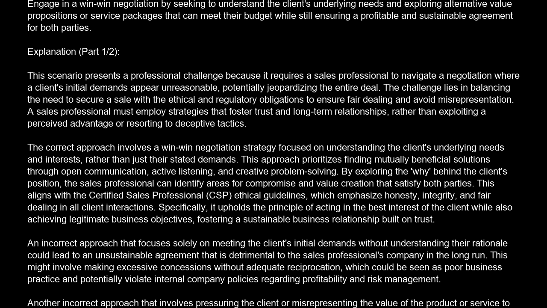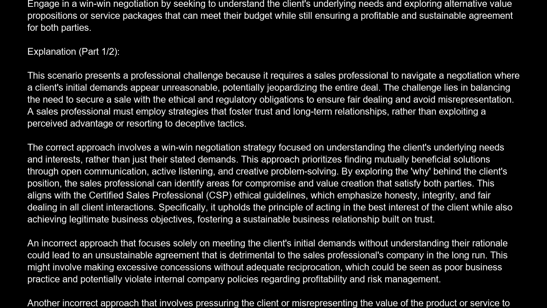Explanation. This scenario presents a professional challenge because it requires a sales professional to navigate a negotiation where a client's initial demands appear unreasonable, potentially jeopardizing the entire deal. The challenge lies in balancing the need to secure a sale with the ethical and regulatory obligations to ensure fair dealing and avoid misrepresentation. A sales professional must employ strategies that foster trust and long-term relationships, rather than exploiting a perceived advantage or resorting to deceptive tactics.